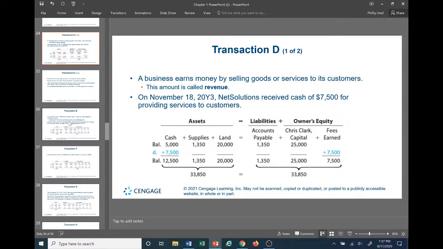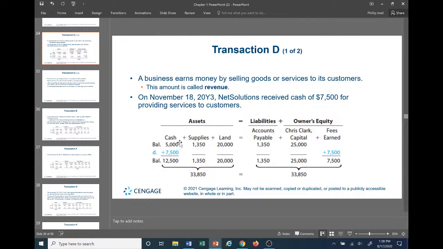So let's assume on November 18th, 2003, Net Solutions received cash of $7,500 for providing services to customers. Okay. So if Net Solutions is receiving cash of $7,500, cash is what? Cash is an asset. And particularly, it's a current asset, right? So cash is an asset. So if Net Solutions is receiving cash of $7,500, then go back to our cash balance.